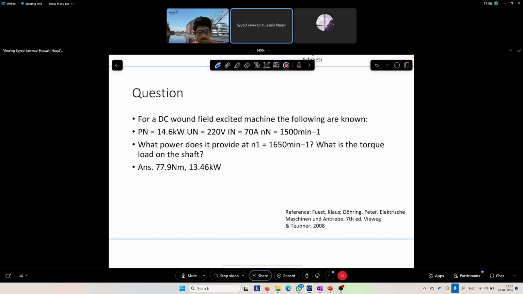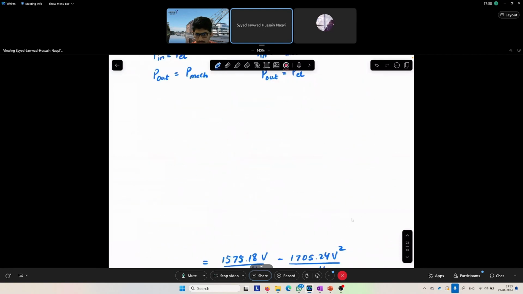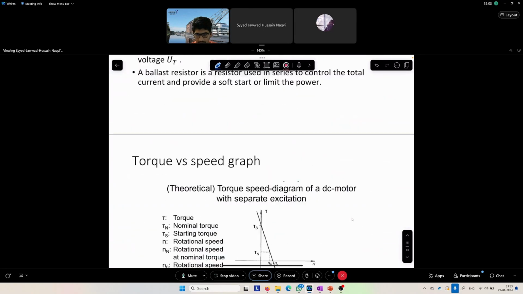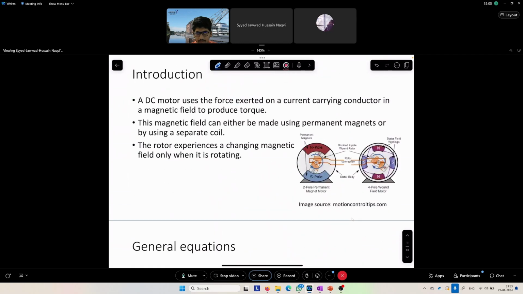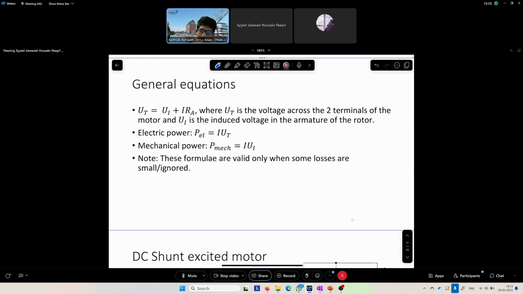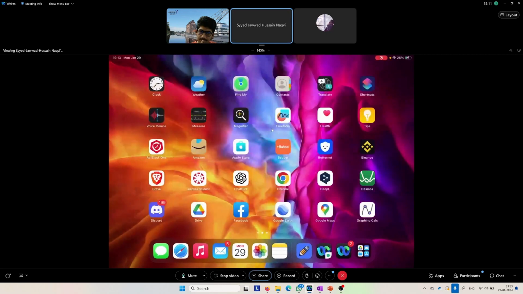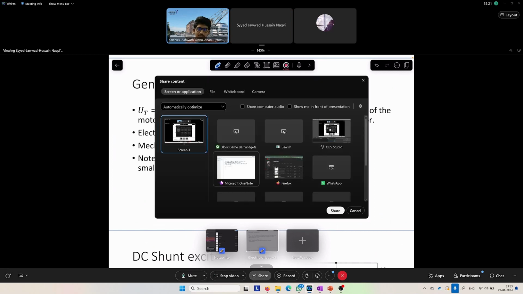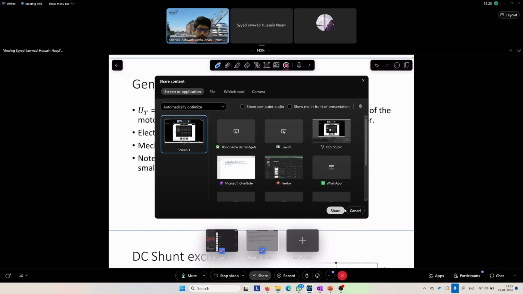No, equations are different. Why are you going all the way up? I was just looking at it. But UT equals UI plus IR, that's still the same, because Kirchhoff's law is still the same and the circuit is very similar. So, should I solve? Yeah, yeah. You can, okay.